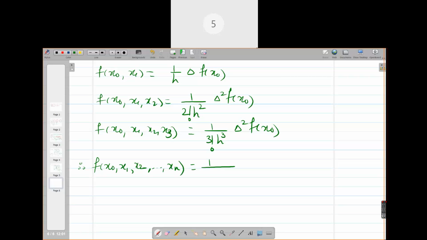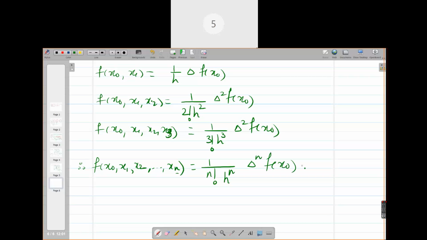What should be the answer? n minus 1 factorial? No, is it n minus 1 factorial? What do you have in the end, Devashri? This is 3, so you have 3 factorial, 2 factorial, n factorial. 1 upon n factorial h to the power n delta to the power n fx naught.